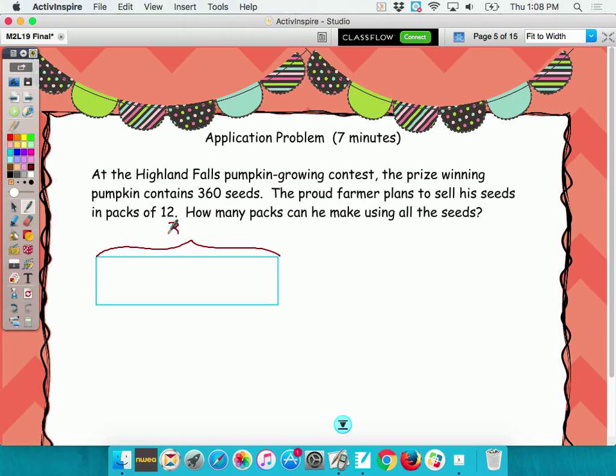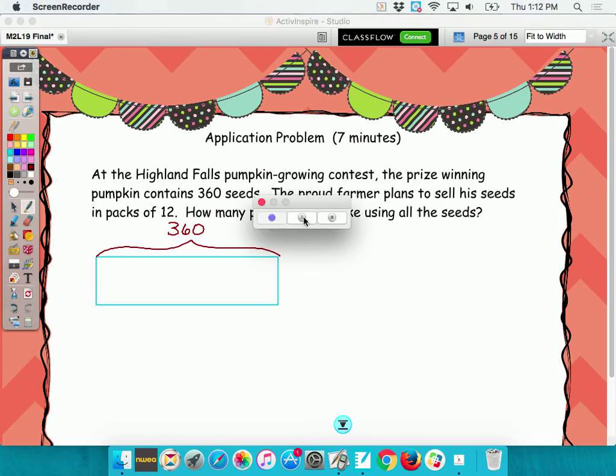He's with me. Are you with me, class? Okay. In groups of 12. You think you can take it from here and solve the problem? Okay, I'm going to pause it while you solve the problem, then we'll talk about it.